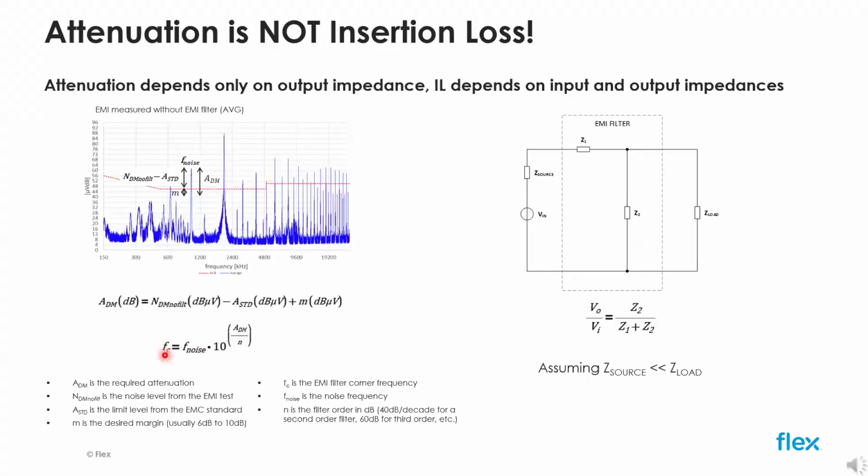There are situations like the one we see in this EMI scan, where a strong second harmonic may still exceed the limit, and we may need to adjust the filter cutoff frequency accordingly.